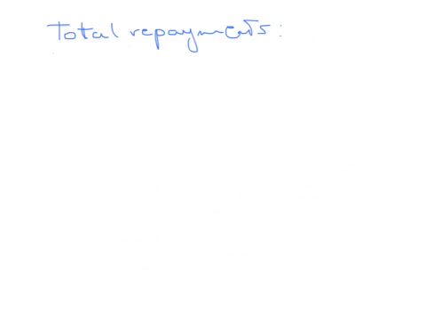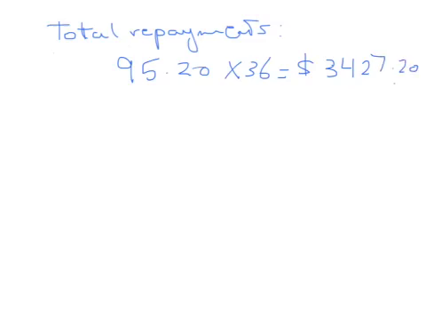So this has to be worked out. The total repayments will be $95.20 multiplied by 36. Again, using the calculator, it will be $3,427.20. And we always need to round off to 2 decimal places, so it's 20 cents.